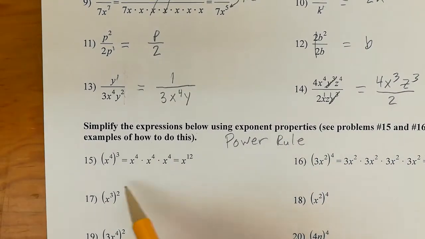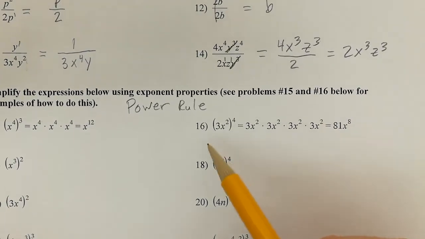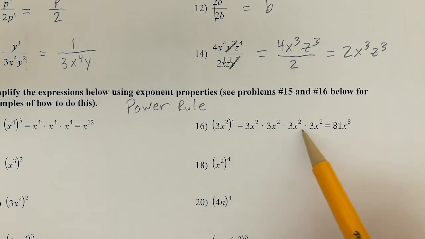So what you do here, if you expand this out, you have 3x to the 4th being multiplied, add all those. Now you're using the product rule, right? 4 plus 4 plus 4 gives you 12. But the shortcut would have been we could just have multiplied those two numbers, all right? Number 16, yeah, we expand this out.